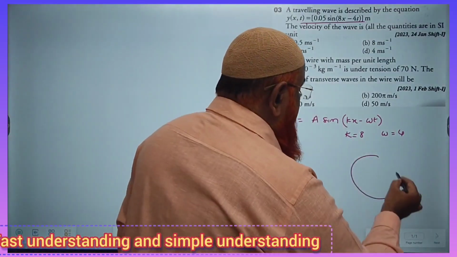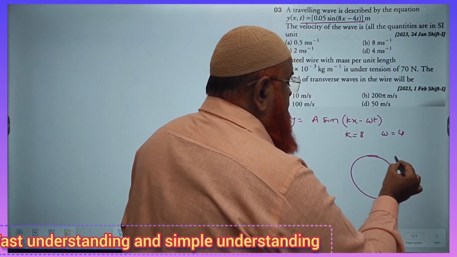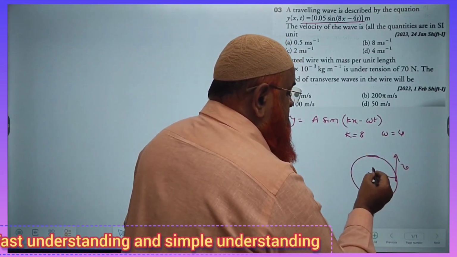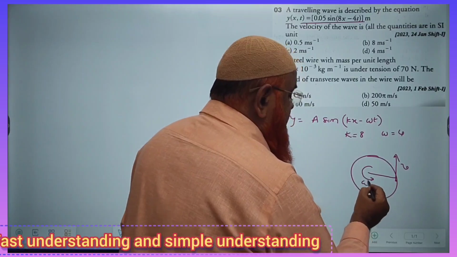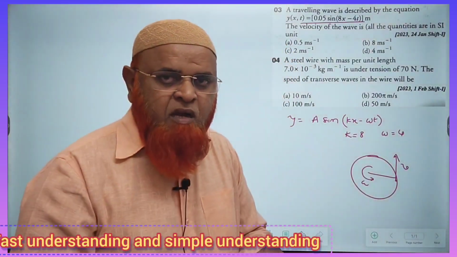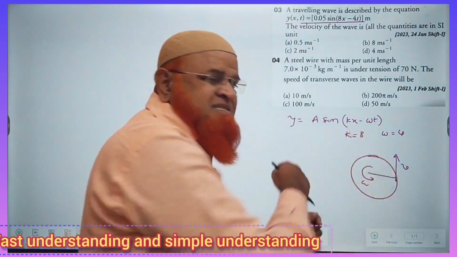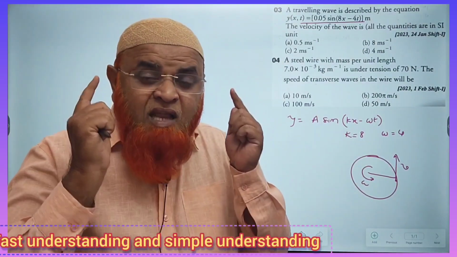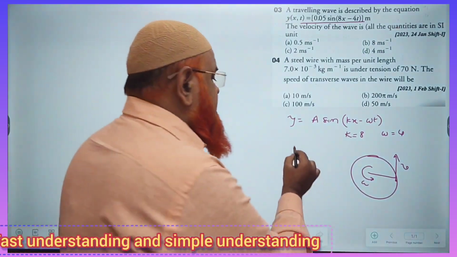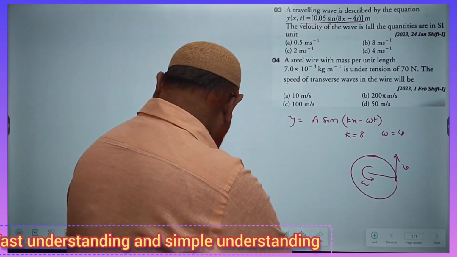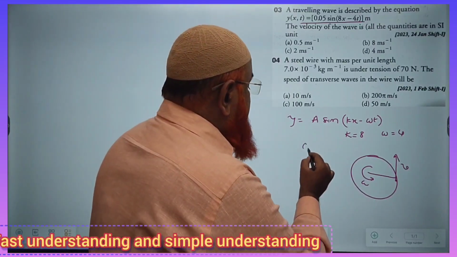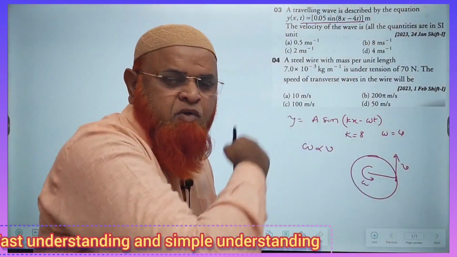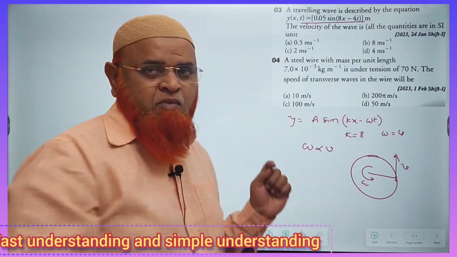See here, in a circular motion, any body having linear velocity, as it goes in a circular motion, is also having angular velocity. A body rotating with a linear velocity, the faster it moves, the larger will be the angular velocity. That means angular velocity is directly proportional to linear velocity. The greater the linear velocity, the faster will be the angular velocity.